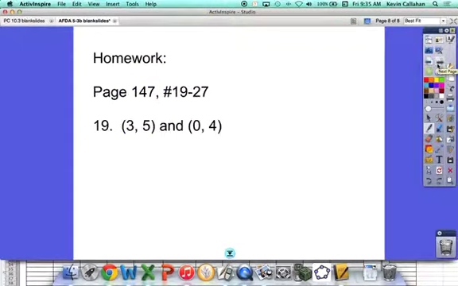The next class we're going to graph given a slope-intercept form of a line, which is really important. We're doing on the same page the next section of problems, 19 through 27. And just to get you started, I'm going to do 19 first, so you've got the first one on the piece of paper.